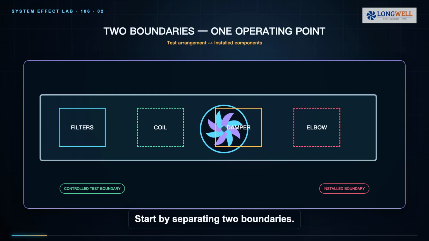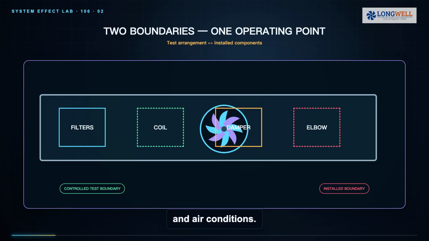Start by separating two boundaries. A standardized fan test controls the inlet, outlet, measurement planes, and air conditions. The installed unit may add filters, coils, dampers, screens, plenums, elbows, transitions, and access panels. The fan curve describes the tested fan arrangement. The installed operating point is where that fan and the real system interact.